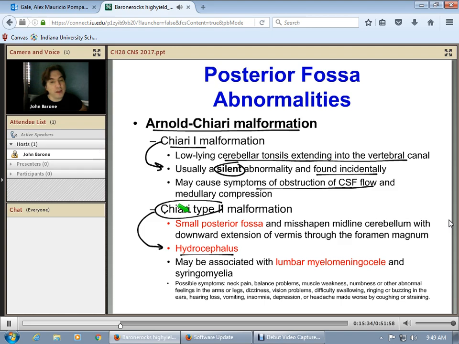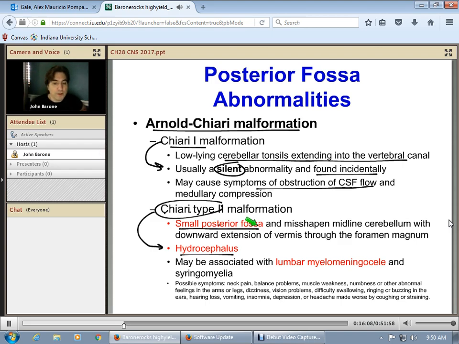Now, here's what causes it. Faulty craniovertebral junction. English, please, Barone? Okay. The bones fuse too early. The bones in the posterior fossa only. Remember, you're supposed to let your brain grow. As a kid, it should grow, and then eventually they should fuse, right? Here, they fuse too early. The posterior fossa bones fuse too early. So you have a small posterior fossa. That's the problem.